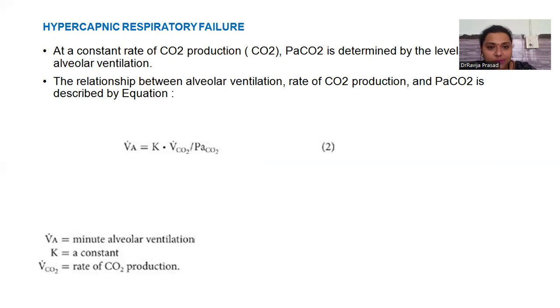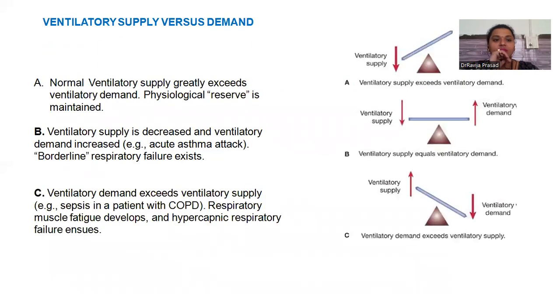Then hypercapnic respiratory failure. At a constant rate of CO2 production, PaCO2 is determined by the level of alveolar ventilation. The relationship between alveolar ventilation, rate of CO2 production, and PaCO2 is described by the equation VA equals K dot VCO2 divided by PaCO2, where VA is minute alveolar ventilation, K is a constant, and VCO2 is the rate of CO2 production.